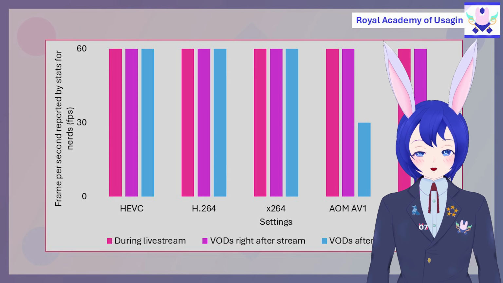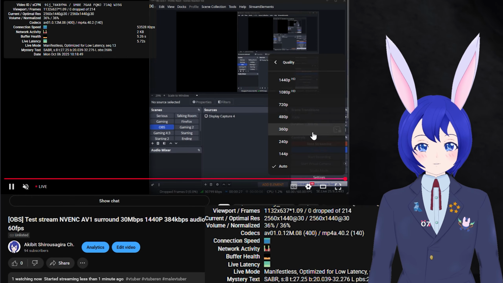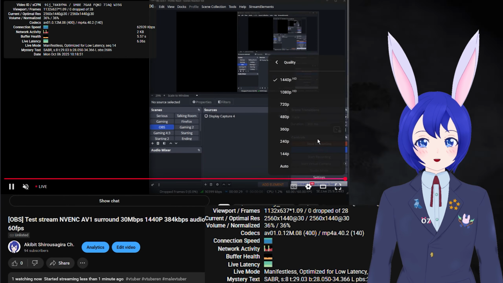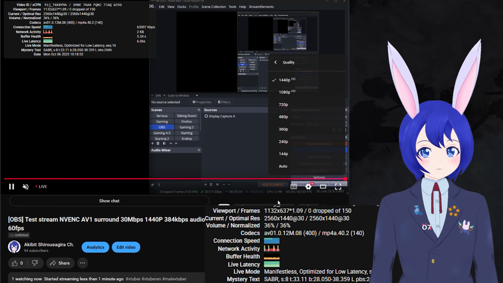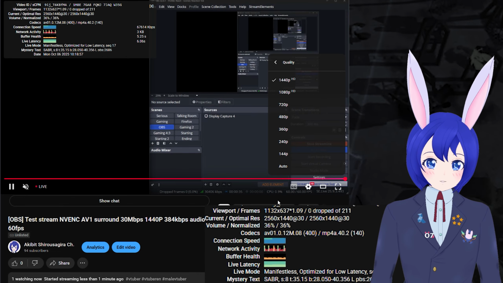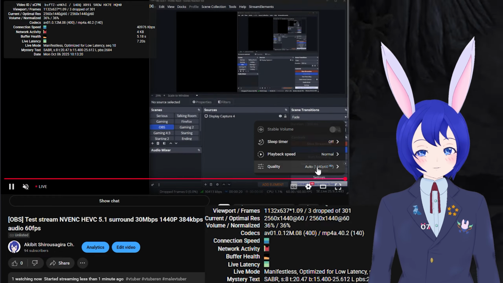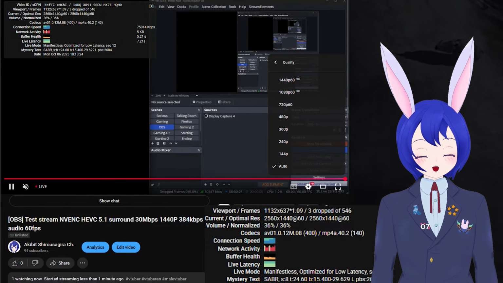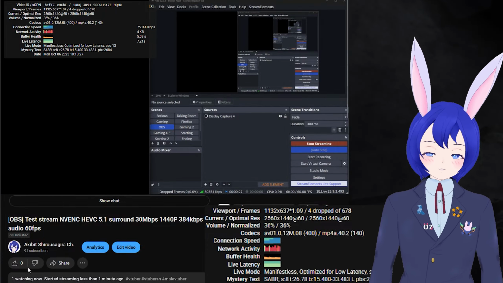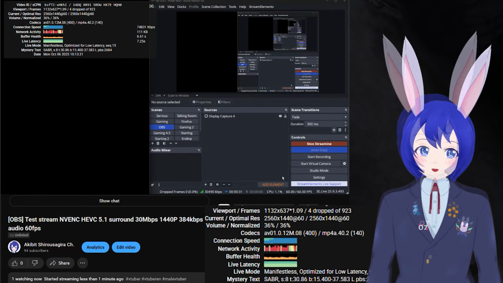I also noticed that for live streams using any kind of AV1, the first minute of the stream would be in 30 FPS, but the stream would then refresh itself without my input at all and become 60 FPS by itself. This does not happen with x264, H.264, and HEVC. I don't know if that affects the processed AV1 stream VOD or not.